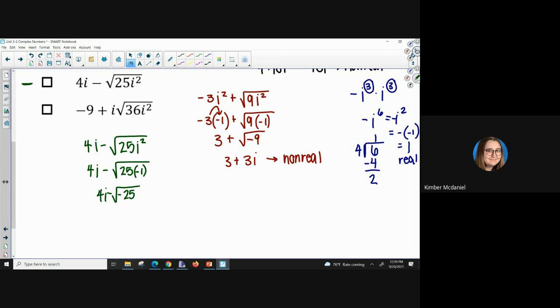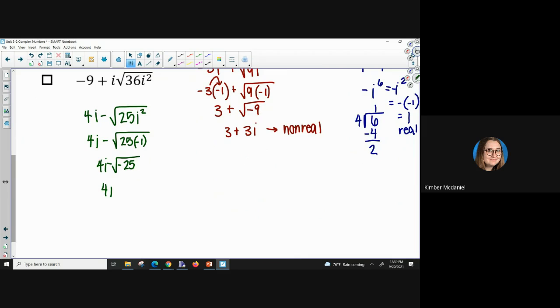5i. Anytime you have a negative underneath the square root, you have to put i, so it's going to be 4i minus 5i. If we combine like terms, what do we get for our simplified expression? 4 minus 5 is -1, so we have -1i. Technically, you don't have to write the -1 there, but is that real or non-real? Non-real. Are we going to check our fourth answer choice then? Yes.